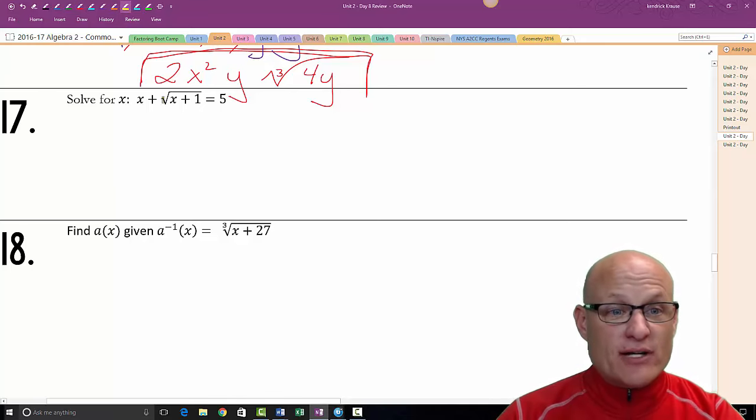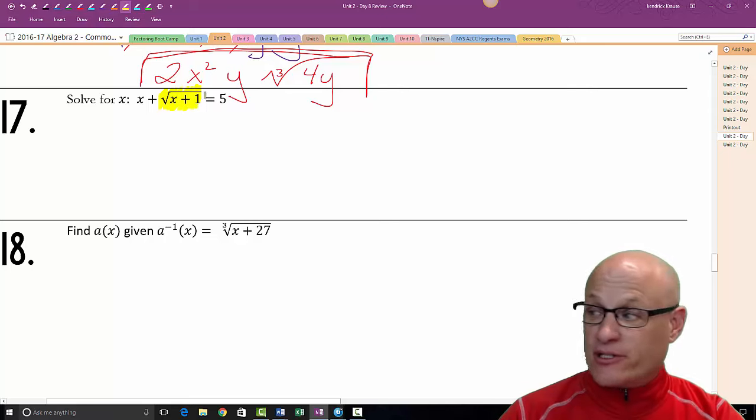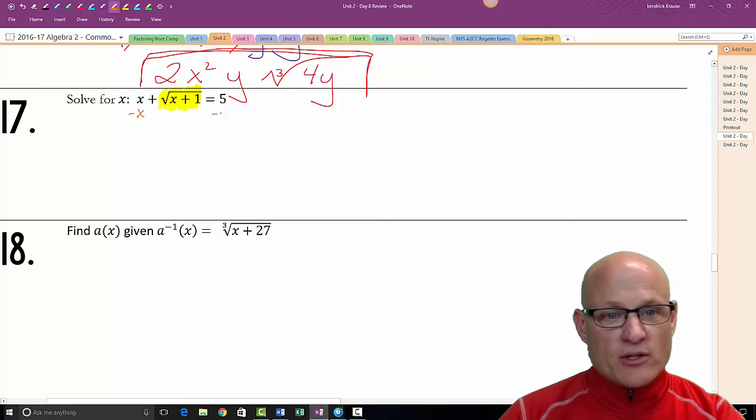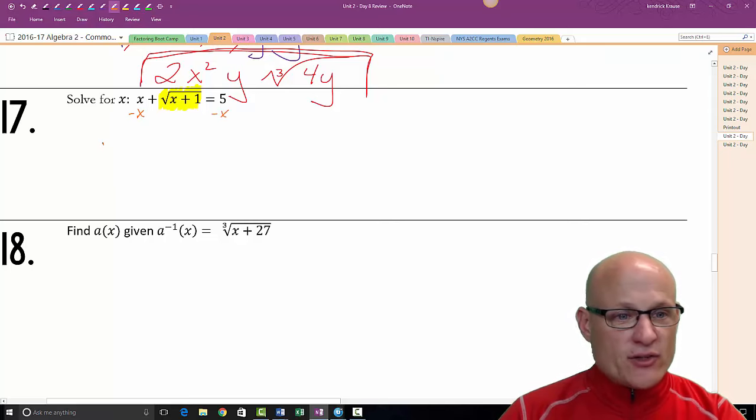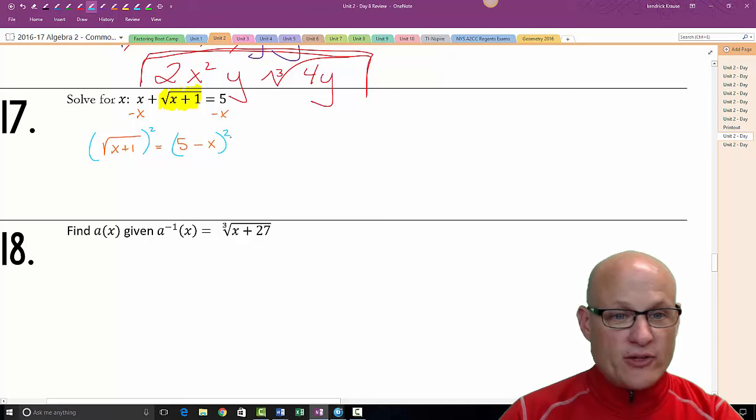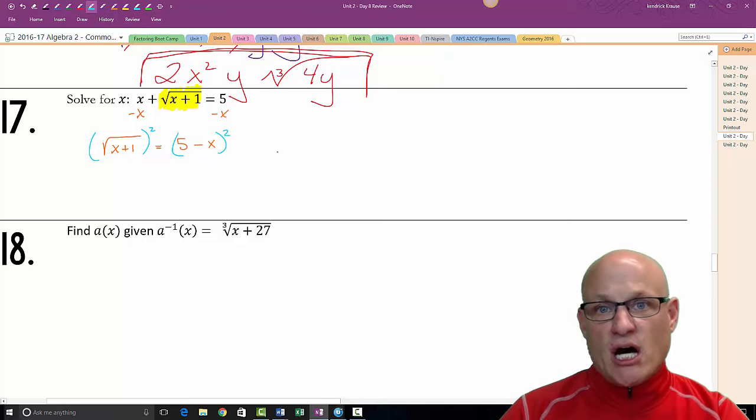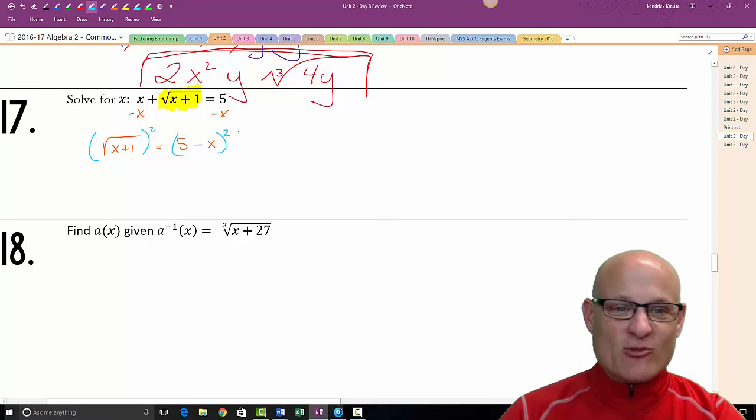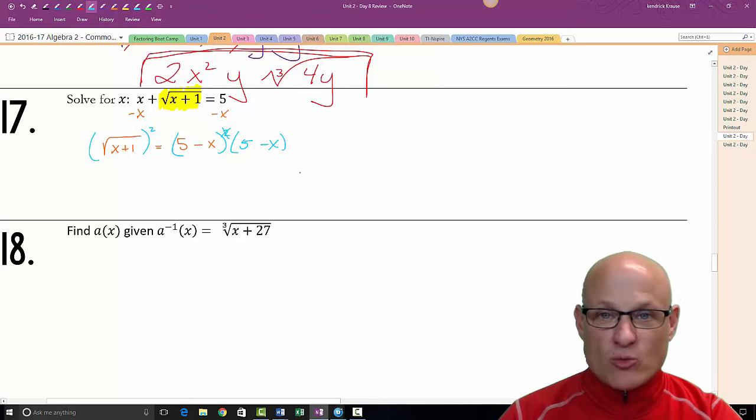Don't forget, anytime you're going to solve radicals, think about me sitting in my basement all by myself, get the weird thing alone. So we're going to subtract x. And we're going to subtract x. So I get the square root of x plus 1 is equal to 5 minus x. Now, to get rid of that square root, I got to square both sides. Notice I'm putting them in parentheses. I wonder what parentheses squared means. That's right, I got to write it twice. 5 minus x squared means you're going to write it twice.